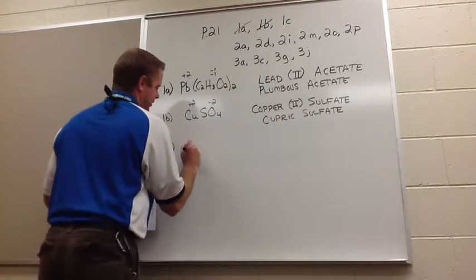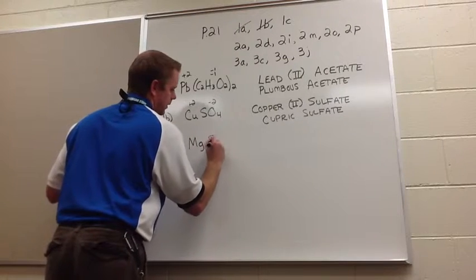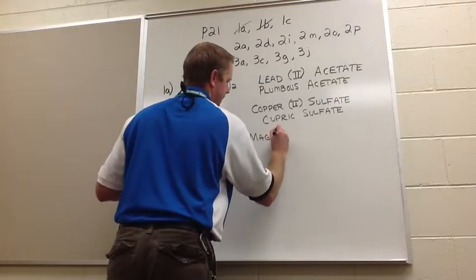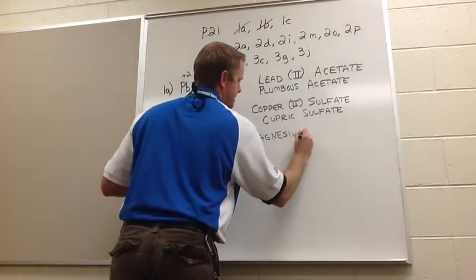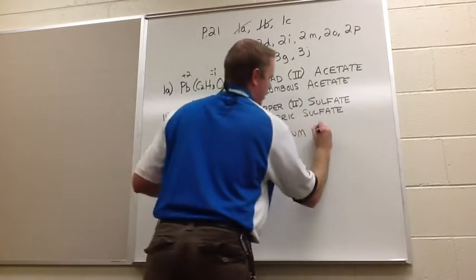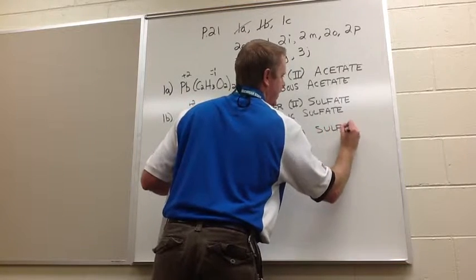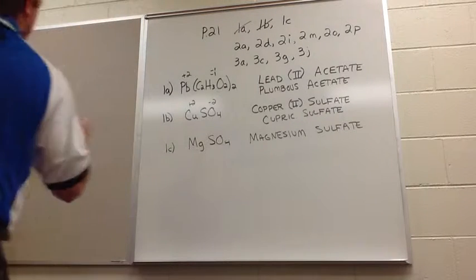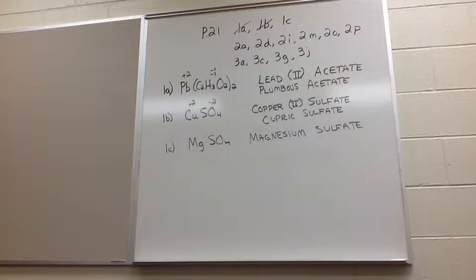1C. 1C is MgSO4, a little more straightforward. So what you end up with is a metal. It's magnesium. SO4 is sulfate. The reason I didn't have to put anything in the middle here is because magnesium is not a transition metal. So there's 1A, 1B, and 1C.